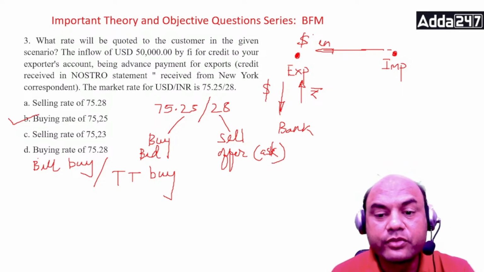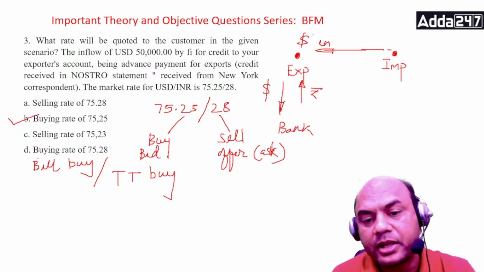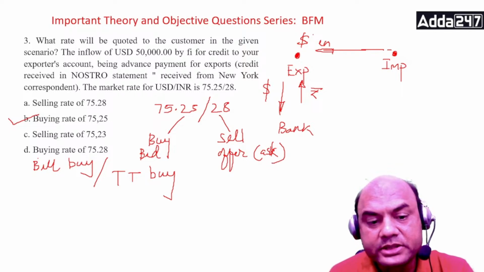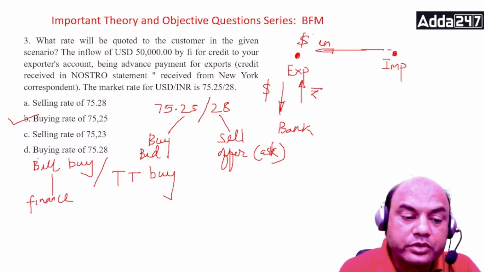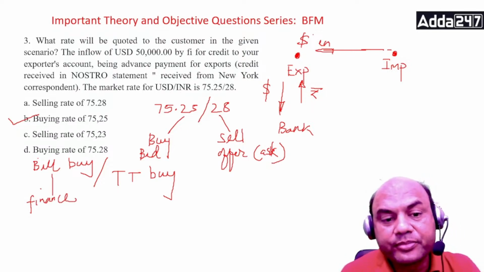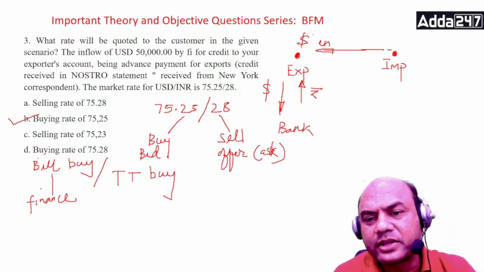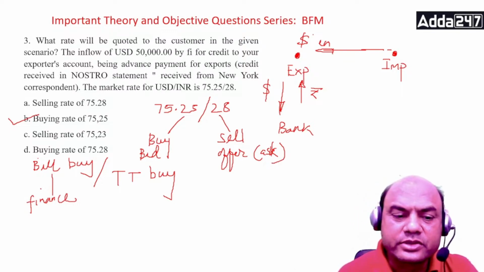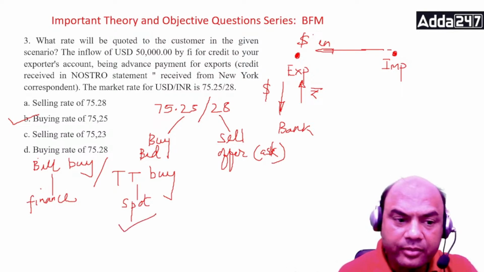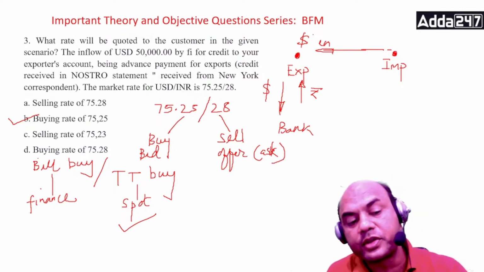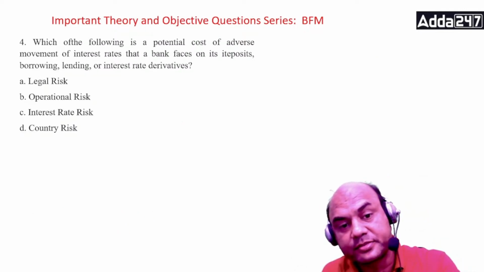My next question is, will you be using the bill buying rate or TT buying rate? Now you understand, whenever you are financing anybody, at that time only you use the bill buying rate. Here are you financing? It is a simple transaction. Somebody has given the money, you have to just exchange that money. So it is called a spot transaction or TT buying. So here you will be using the TT buying rate. So TT buying rate of 75.25, that is the exact answer.